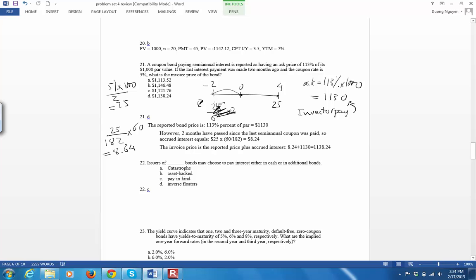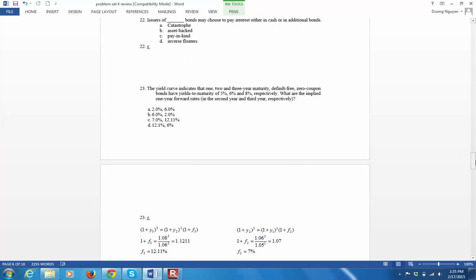Alright, so not only do you have to pay 1130, which is the ask price, but you also have to pay back 8.64, because you are not entitled to receive the coupon payment in the previous 2 months, because you came at time 0. So the invoice price is equal to the ask price plus the coupon payment, equal to 1138.24.